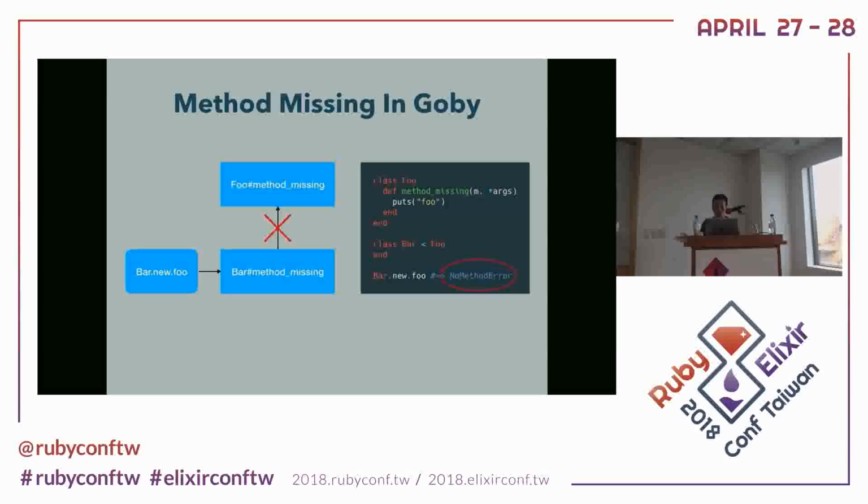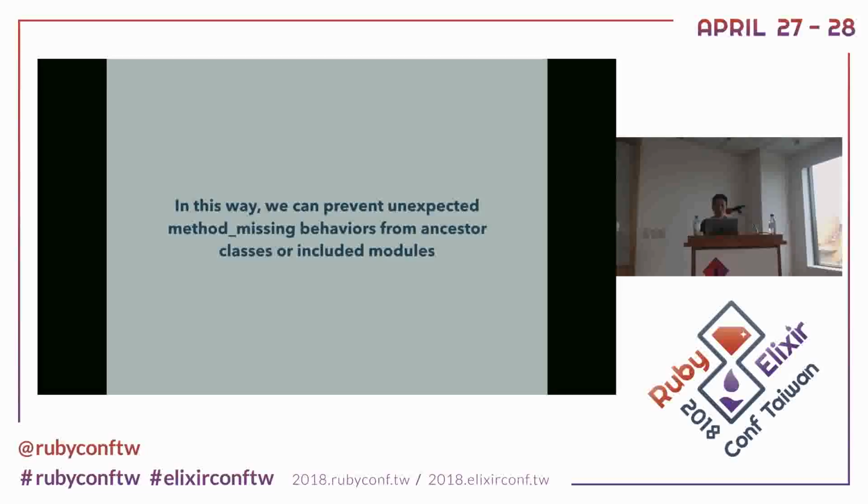And this will be how method missing works in Gobi. As you can see, even though Bar inherits Foo, it doesn't inherit its method missing behavior. In this way, we can prevent unexpected method missing behaviors from the ancestor classes or included modules.